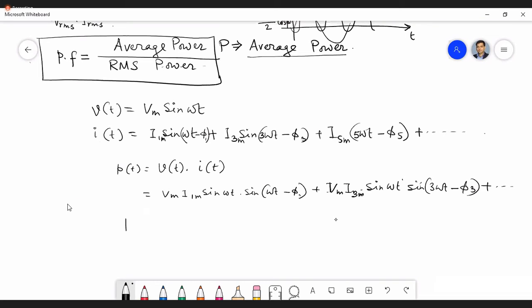So that is the average power, P. So how to find out this? So this is the integral of p(t) dt, or you can write d omega t, from 0 to pi with 1 by pi, or 0 to 2 pi with 1 by 2 pi, whatever. Okay. So can you tell me what will be this value? You can do this integration and just tell me the value. Sir, Vm I1m by 2 cos phi 1.